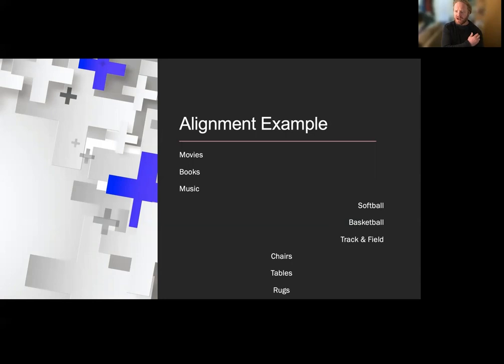Here's another example of alignment being used to group similar things. Maybe movies, books, and music could be thought of as forms of entertainment. Chairs, tables, and rugs are something that go in a kitchen or a dining room, I should say. And softball, baseball, and track and field are different sports. They're aligned together. It shows that they are related.